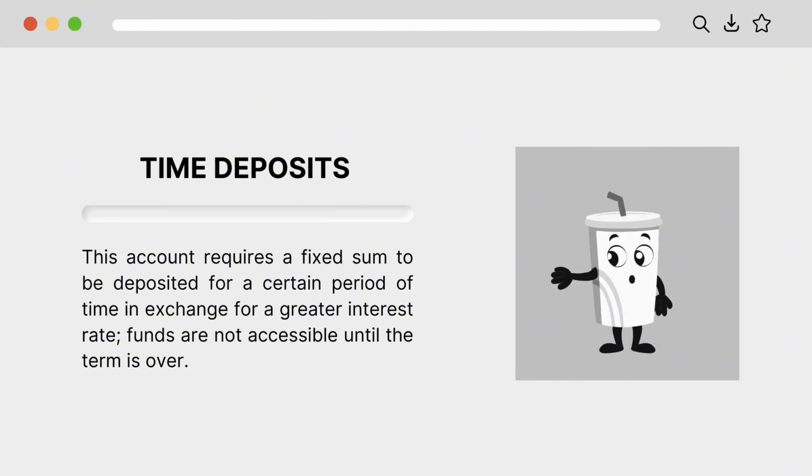Here, you choose the length of the term when you open the account, and the bank will pay interest based on the agreed period. This is ideal for long-term saving goals, for example, saving for a house, for a car, or for tuition fees in the future.